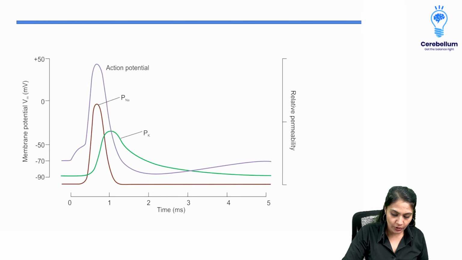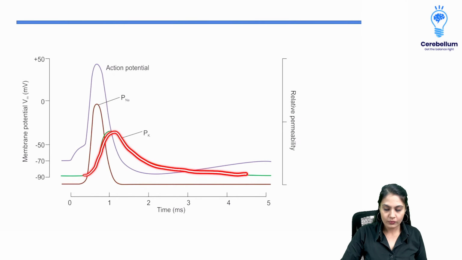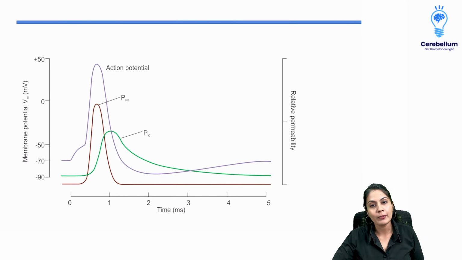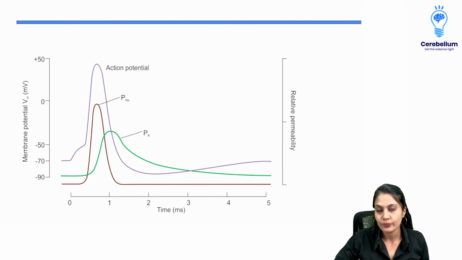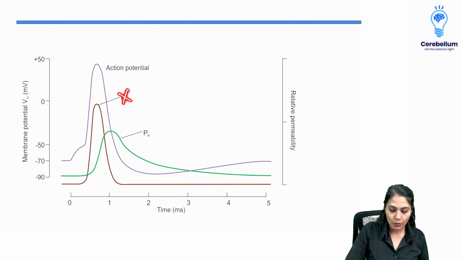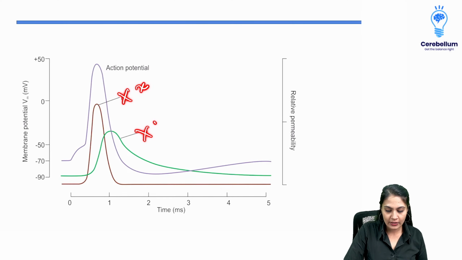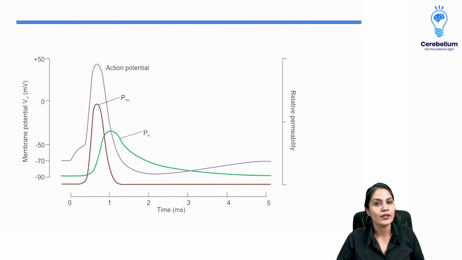So see over here, whichever rises first and follows the action potential graph is going to be the sodium ion, and whichever rises later on and keeps on continuing to have that permeability is going to be potassium, right? So they are not going to give you this. They are going to instead give x and y and ask you to identify. It is going to be sodium and potassium.